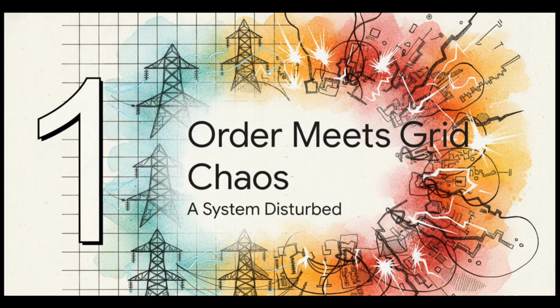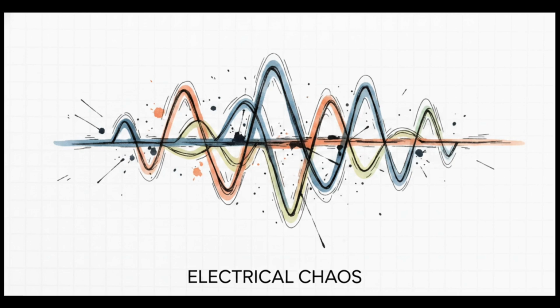All right, let's kick things off with Section 1, Order Meets Grid Chaos, a system disturbed. So when a severe unbalance like a fault hits, that perfect 120-degree spacing completely goes out the window. The currents become totally unequal in magnitude, and you get these jagged, highly unpredictable phase angles. We're essentially left with three extremely chaotic variables, IA, IB, and IC. A standard protective relay, just looking at that raw, messy data, wouldn't have a clue whether it should trip a breaker to save the system or just let it ride.